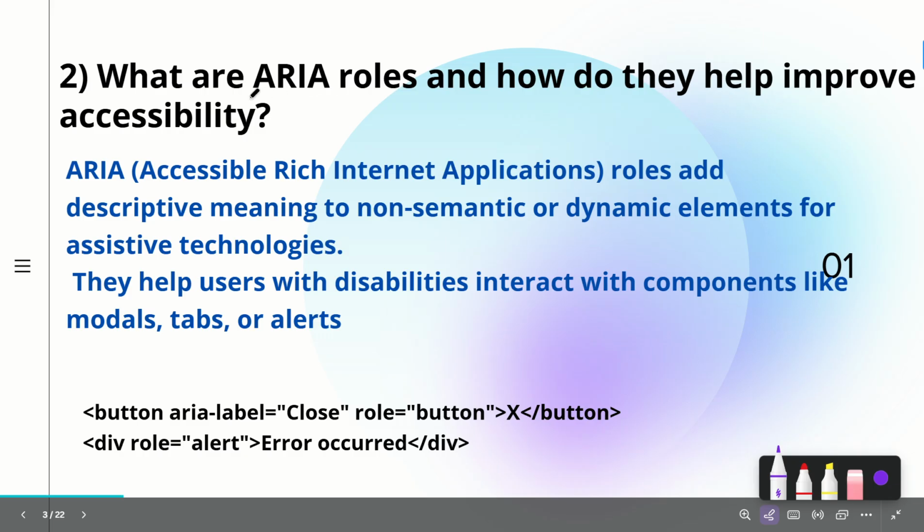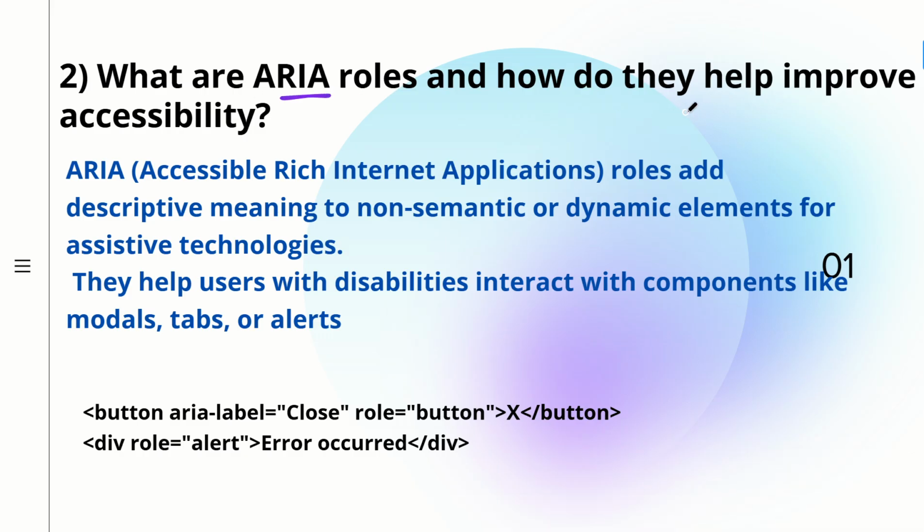The second question was, what are ARIA roles and how do they help in improving accessibility? So ARIA is the abbreviation of Accessible Rich Internet Applications. Sometimes in interviews they directly ask what the full form of ARIA is, so this is an important abbreviation. You should know that ARIA is Accessible Rich Internet Applications. These are roles that add descriptive meaning to non-semantic or dynamic elements for assistive technology.